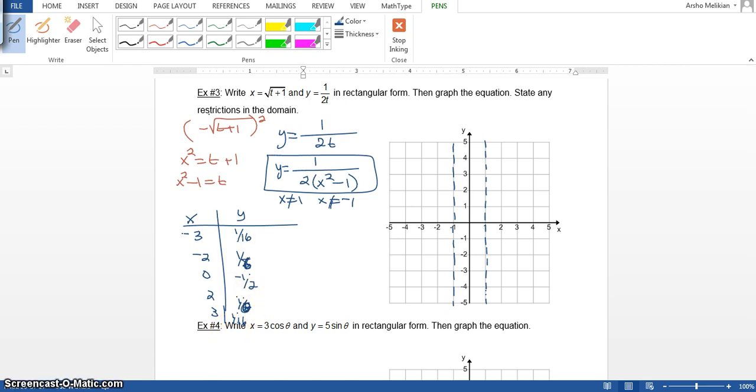Okay, so I have 1 over 16, which is a very small number. 1 over 6, it's also a very small number. Here I have when x equals 0, y equals negative half. And here it's symmetric. All right, now I have asymptotes here. And you can check this on your graphing calculator. If you graph this, this is going to look like this.